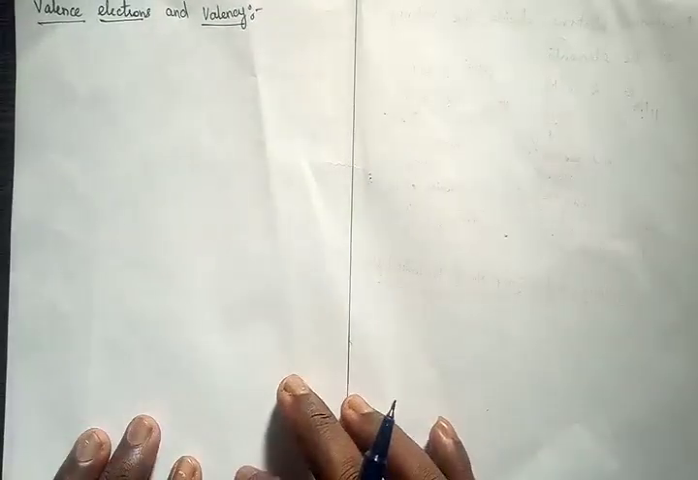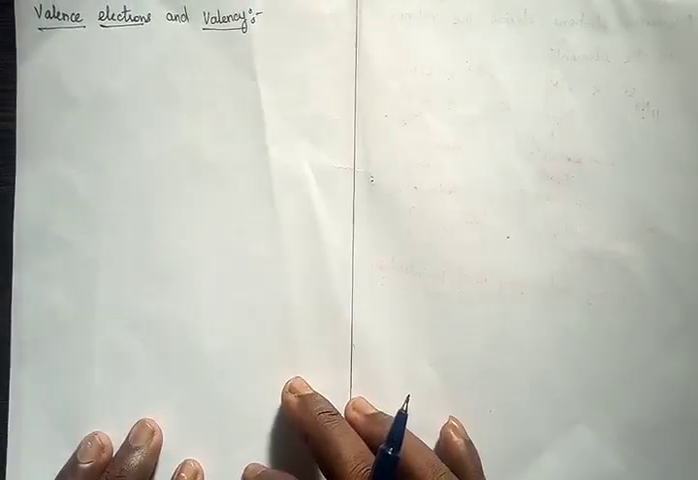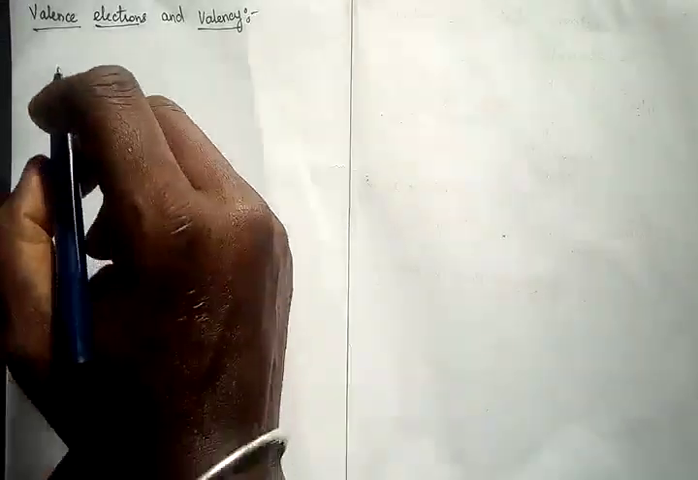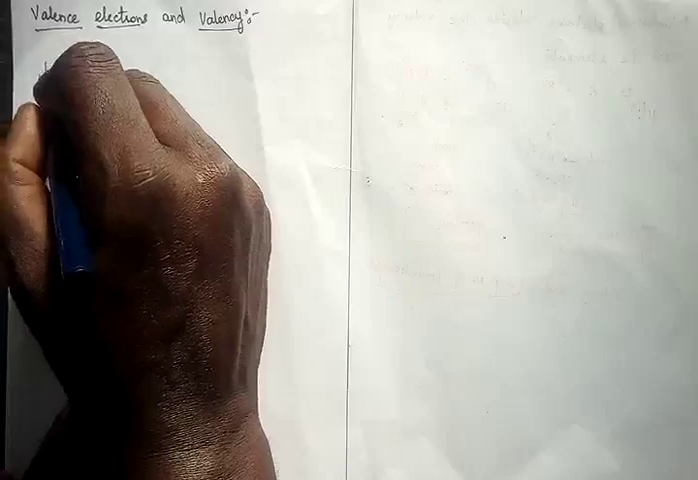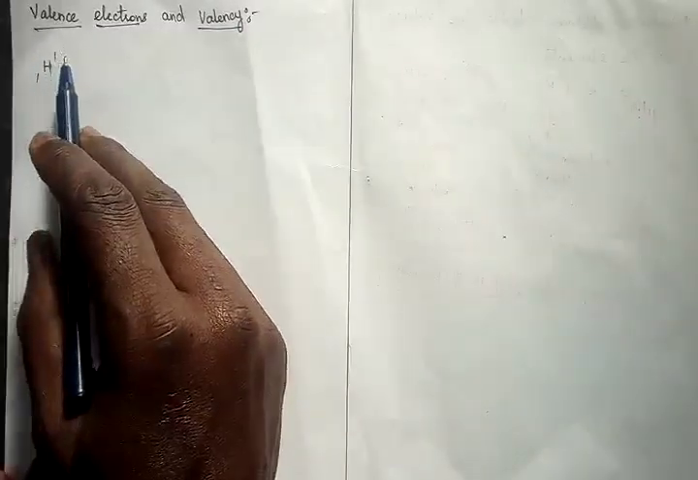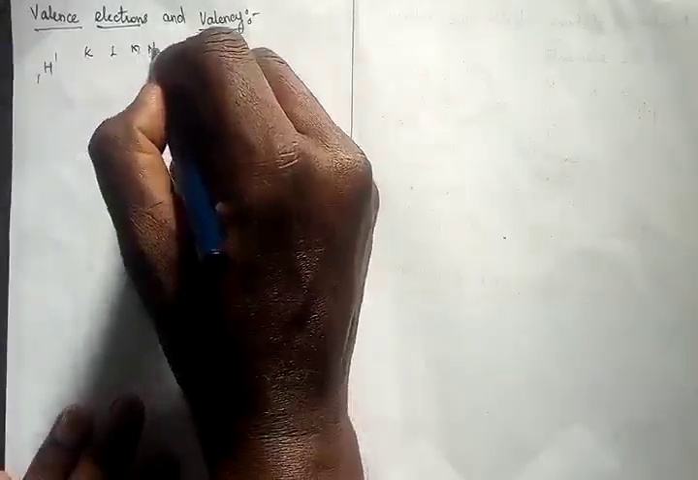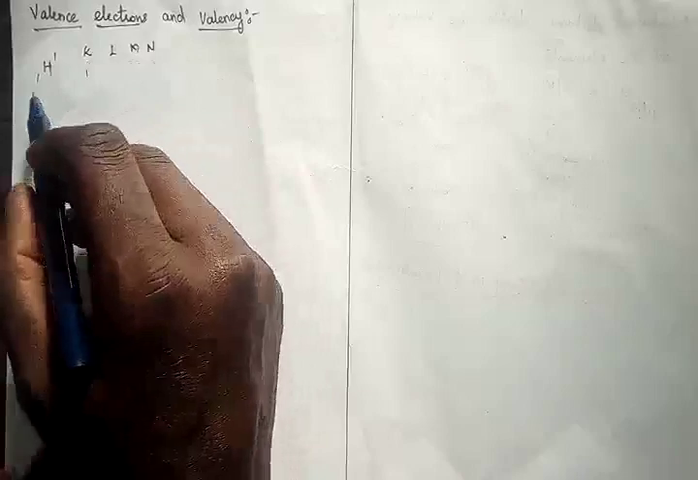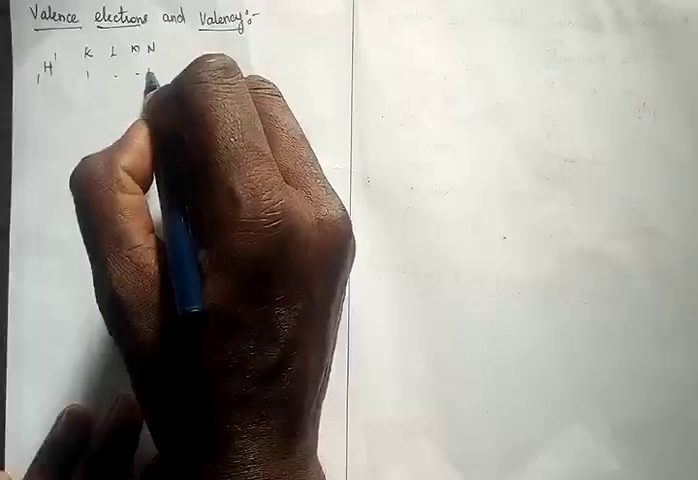Now, let us go to the first one, that is the valency part from the valence electrons. Let us write the electronic configuration of a few elements so that you can easily learn the concept. First is hydrogen. The atomic number is 1, the mass number is 1. In the K, L, M and N shells, in the K shell we have only one electron, so the other shells are empty.